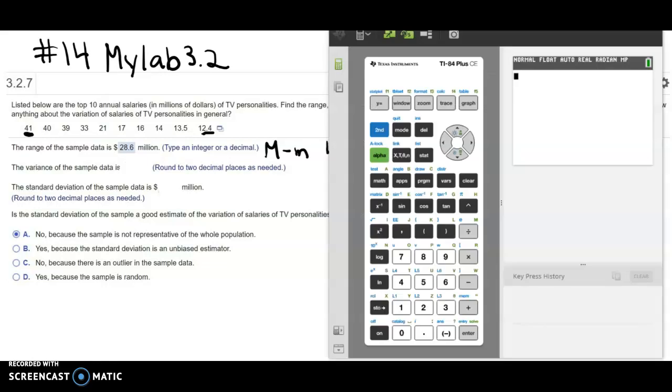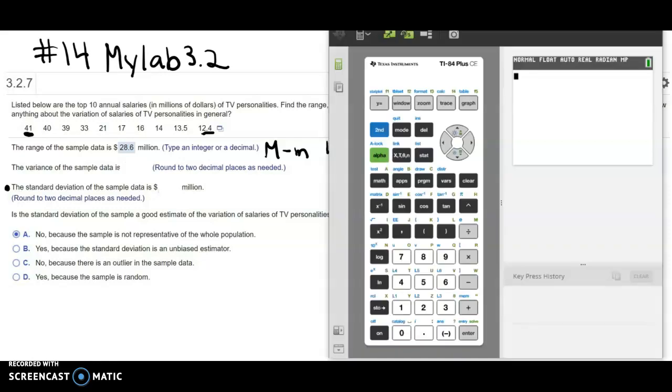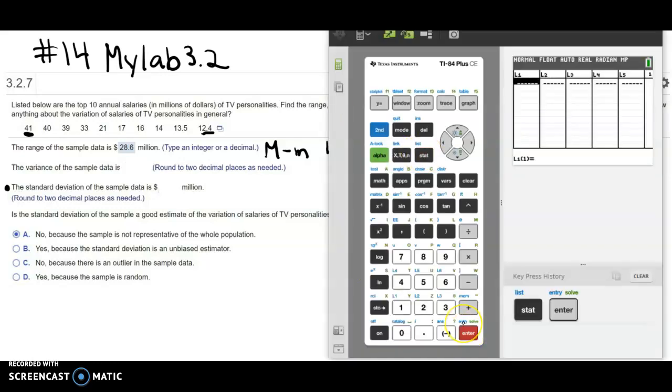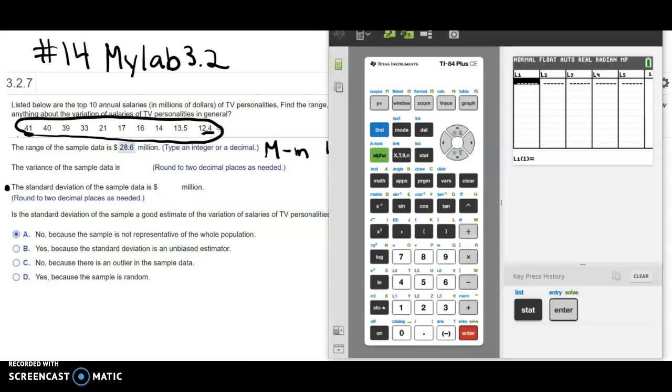For the next part of the problem, we're going to find the variance and the standard deviation. We have to use our calculators to do this, and to find the variance, we actually square the standard deviation. So we're going to do the standard deviation first, and then square it to get the variance. In our calculator, we're going to go to Stat, and then under Edit, we're going to type in all of the numbers from the list. We'll type in 41, enter, 40, enter, and so on until we have all the numbers in. Once you have your data list, check to make sure there are no typos or missing numbers.